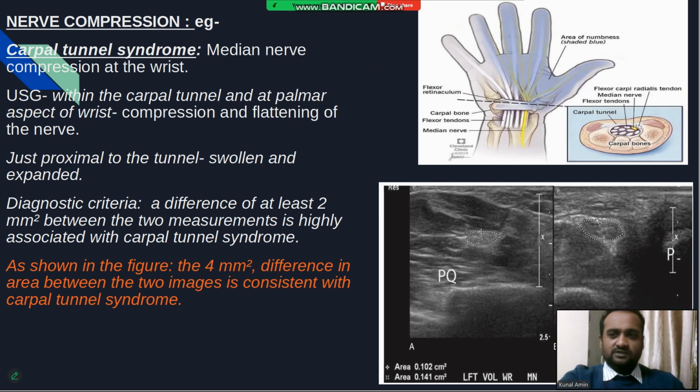Moving on to the pathologies, we see a case of nerve compression in carpal tunnel syndrome, in which the median nerve is compressed at the level of the wrist. On ultrasound, within the carpal tunnel and at the palmar aspect of wrist, you can see compression and flattening of the nerve just proximal to the tunnel, which can be seen as swollen and expanded. The diagnostic criteria for this is a difference of at least 2 mm squared between the two measurements.